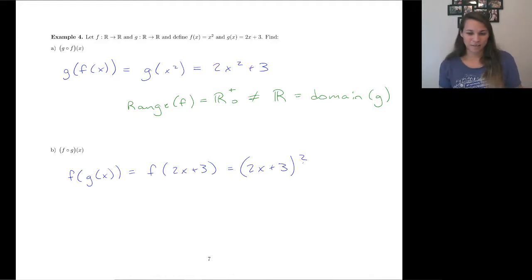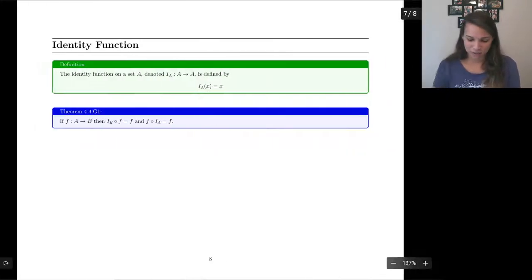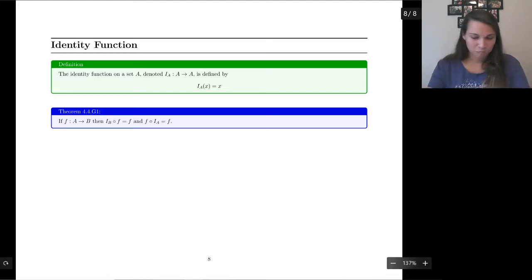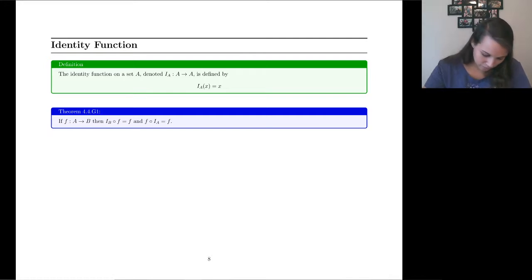All right, one more topic. Now that we have composition of functions, we're going to talk about a very, very special function, the identity function. So the identity function, much like the identity relation we already talked about, would be defined on a set A, and it just maps every element to itself. How is this related to composition of functions? There's this theorem that I'm very surprised the book did not mention, but it's a cool theorem. So we're going to talk about it briefly.